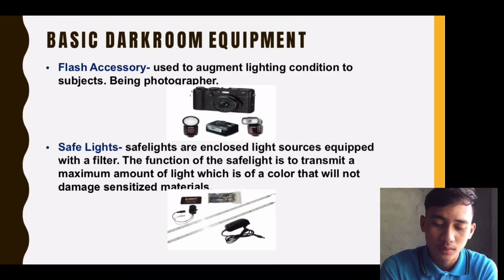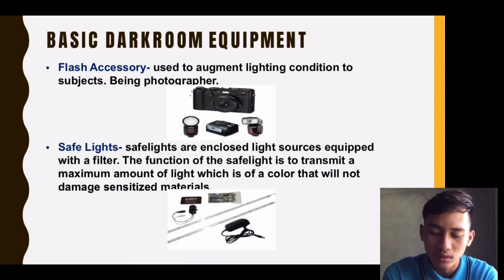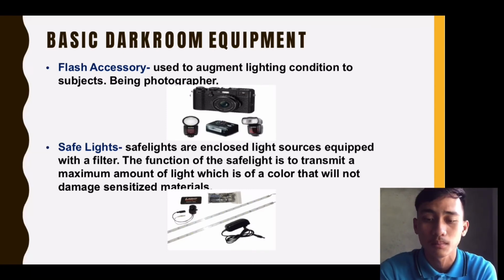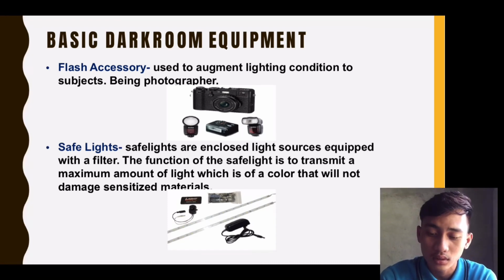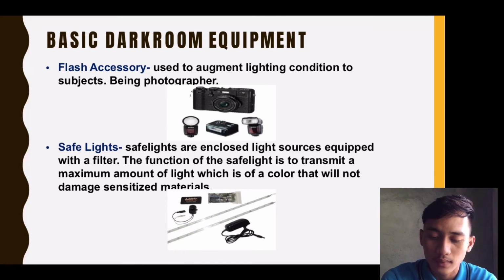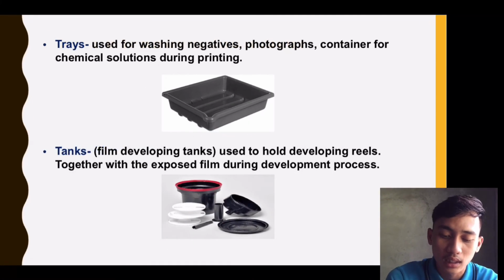Basic darkroom equipment. Number 1. Flash accessory. Used to supply lighting condition to the subject being photographed. Number 2. Safe light. Safe lights are enclosed light sources equipped with a filter. The function of the safe light is to transmit a maximum amount of light of a color that will not damage sensitized material.